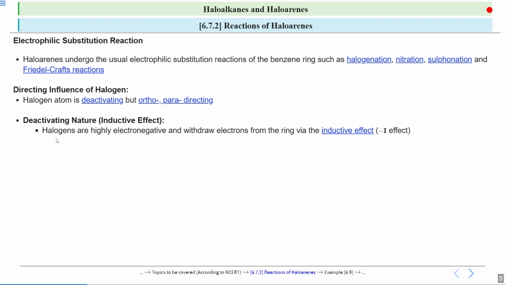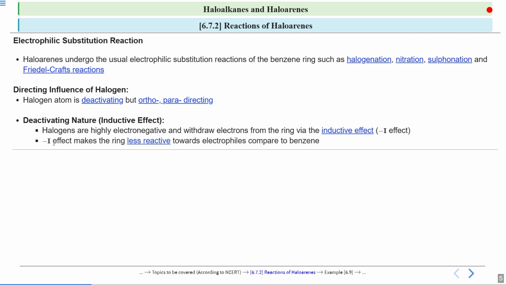So due to the minus I effect shown by the deactivating group halogens, due to their high electronegativity and their electron withdrawing nature, the ring becomes deactivated. The main reason behind this is the inductive effect, specifically the minus I effect. The minus inductive effect makes the ring less reactive towards electrophiles compared to benzene.